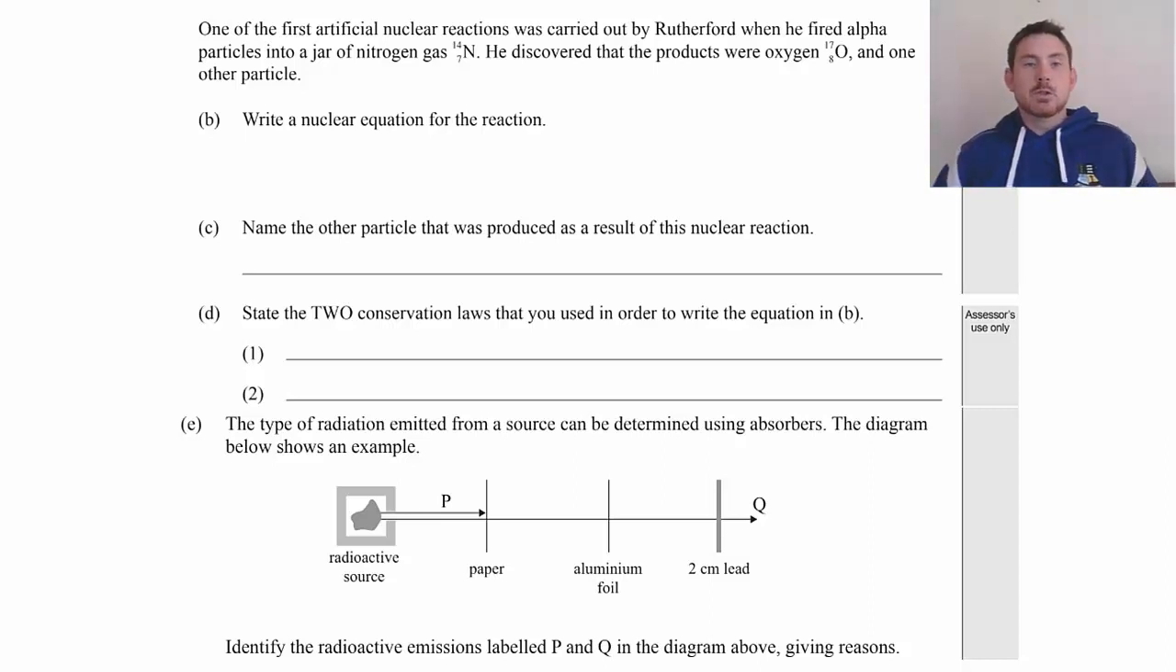We're adding that to nitrogen, and then we're going to draw an arrow. You've got to be very clear that you're using an arrow, not an equal sign for these equations. And we know that oxygen is created, and so on the right-hand side of the reaction, we would have oxygen, mass number 17, atomic number 8, and that leaves one other particle that we need to identify.